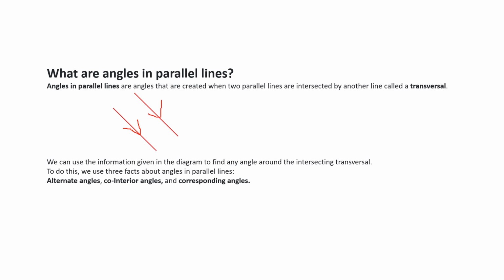And then often we can find angles if we've got a straight line, sorry, that wasn't very straight, that goes through the parallel lines, and this is called the transversal line. And these angles are called alternate, co-interior, or corresponding.